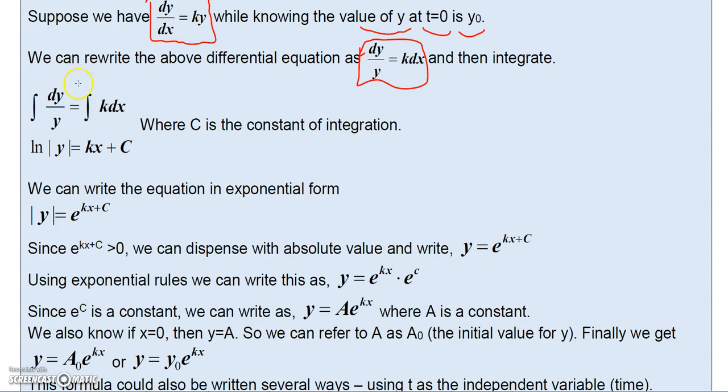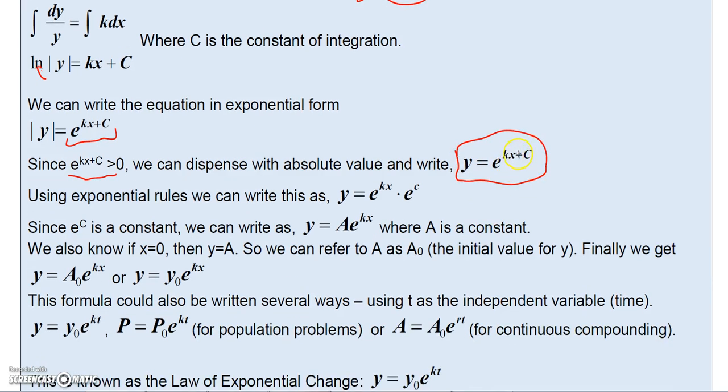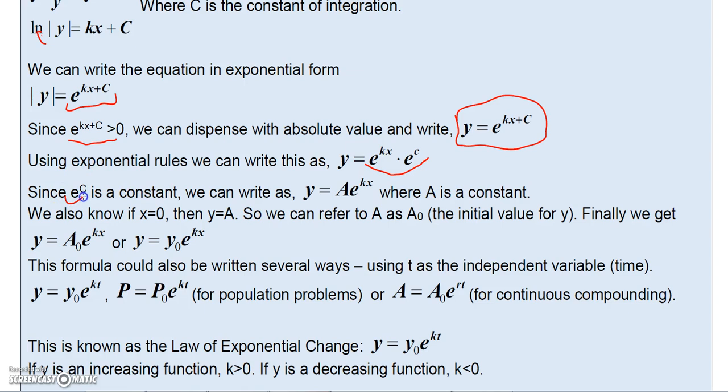Well, you can write the equation in exponential form, because since the base is e, you can say e to the kx plus c is equal to the absolute value of y. But since we know that this can never be negative, it's got to be greater than 0, we can get rid of the absolute value and just write it without the absolute value. Now, using your laws of exponents, you can write this e to the kx plus c as e to the kx times e to the c. And since e to the c is a constant value, we'll just replace e to the c with a letter a, and then y would equal a times e to the kx, where a is a constant.